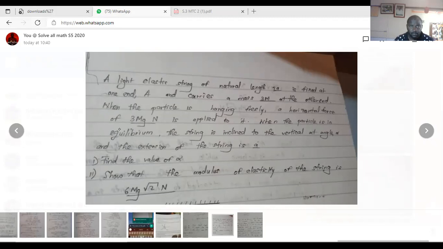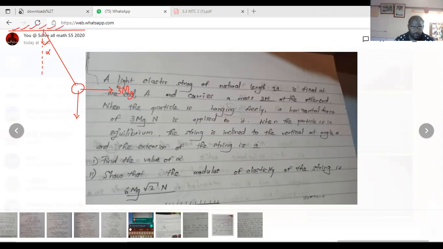A light elastic string of natural length 2a is fixed at one end A and carries a mass of 3m at the other end. When the particle is hanging freely, a horizontal force of 3mg newtons is applied to it. When the particle is in equilibrium, the string is inclined to the vertical at an angle alpha, and the extension of the string is a. Find the value of alpha. Show that the modulus of elasticity is 6mg root 2 newtons.